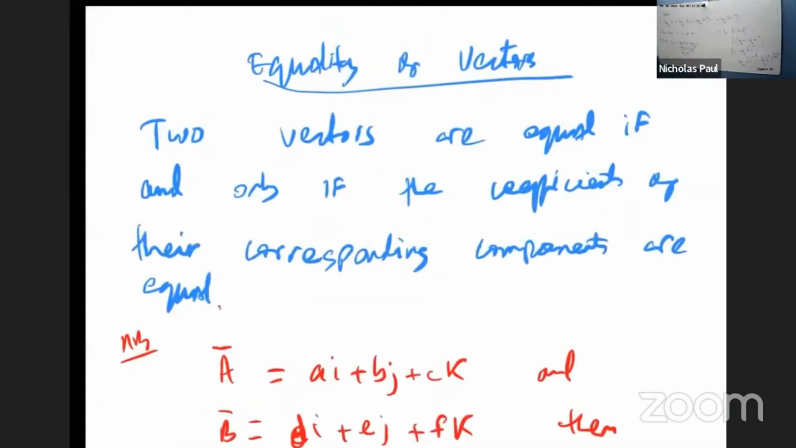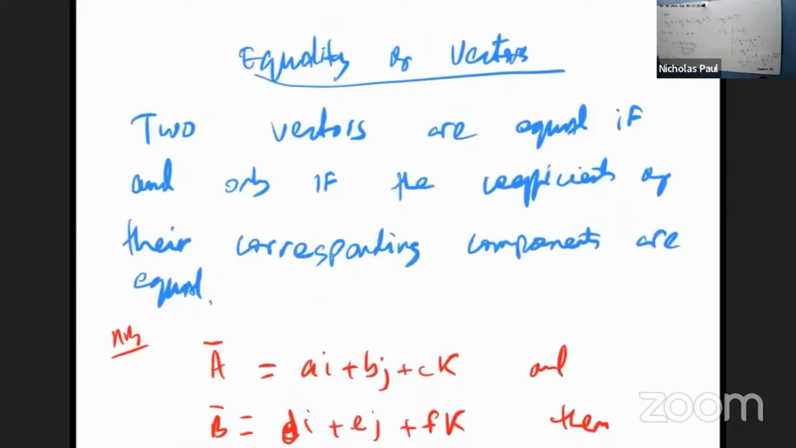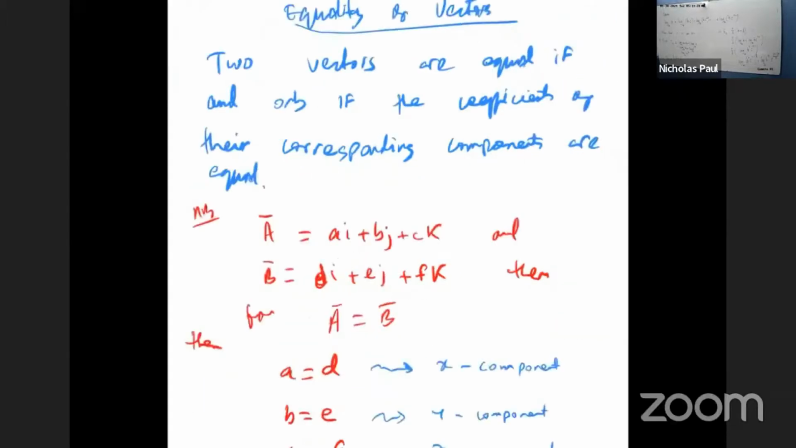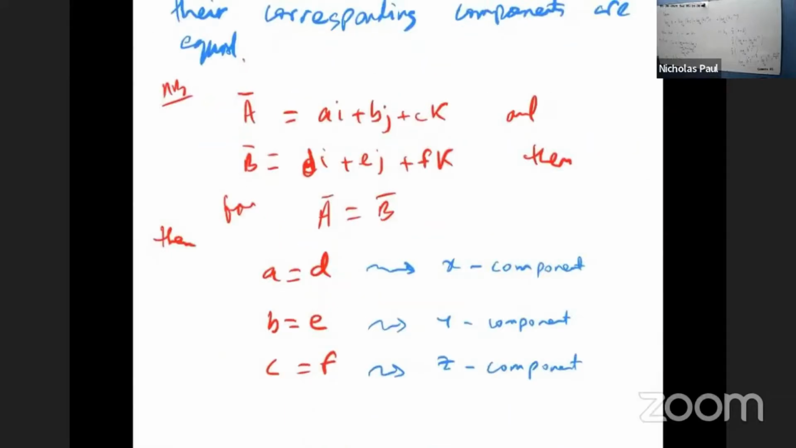Next, equality of vectors. How do you know if 2 vectors are equal? Well, if I told you A and B are equal, whatever is in front of i should be equal, whatever is in front of j should be equal, whatever is in front of k should be equal. That's the only way 2 vectors should be equal, right? Coefficients of all the unit vectors should be the same. All right, nice. So that's just to show you how to compare them, right? A and D, and B and E, and C and F should be equal.